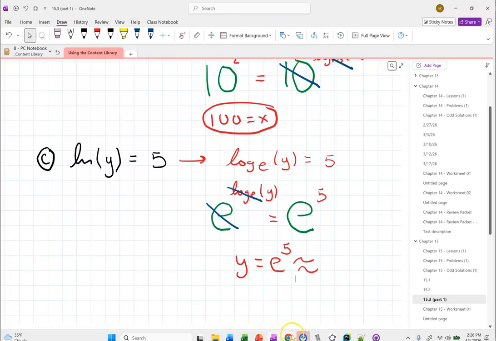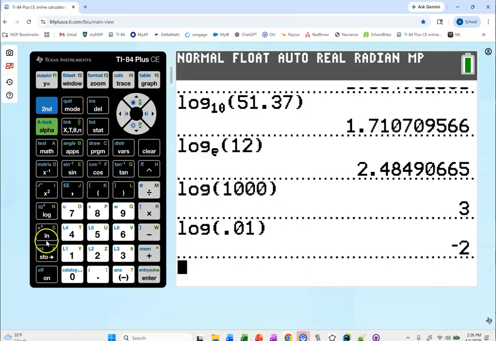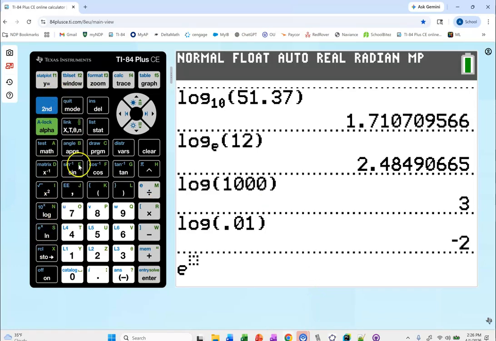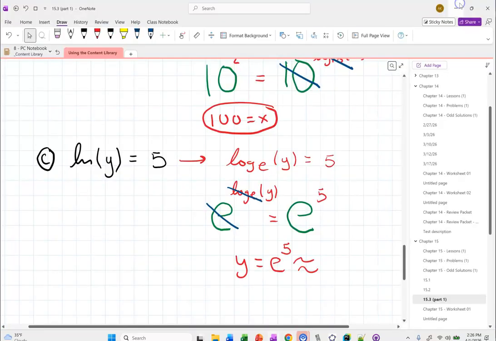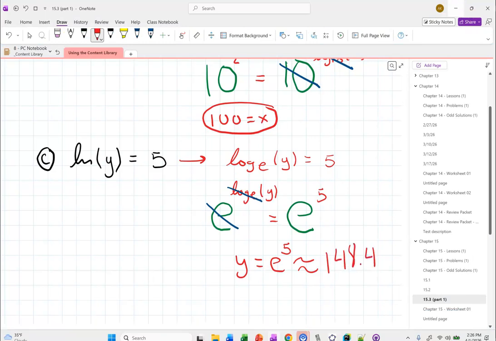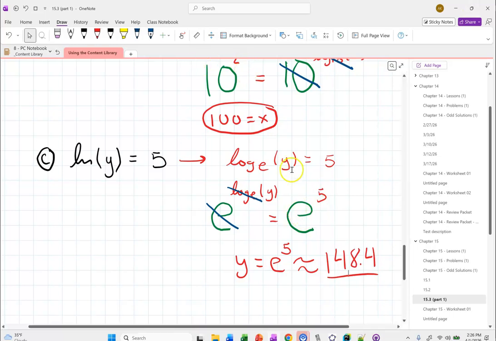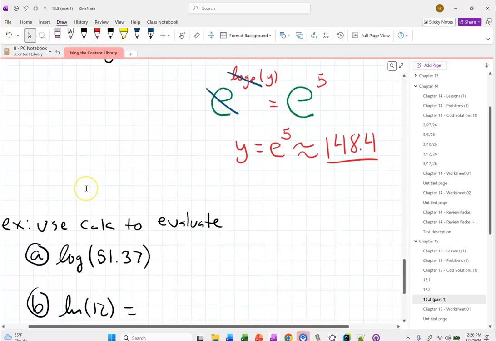And if I want, I can go to my calculator. You notice above the ln button is e to the power. I can type e to the 5th, and I can say that answer is about 148.4. Max, what's up? Yeah, go ahead. So far, so good. Let's keep rolling.